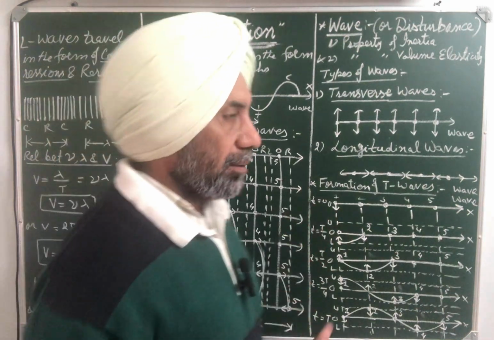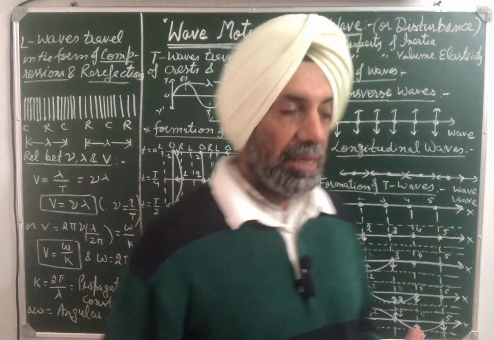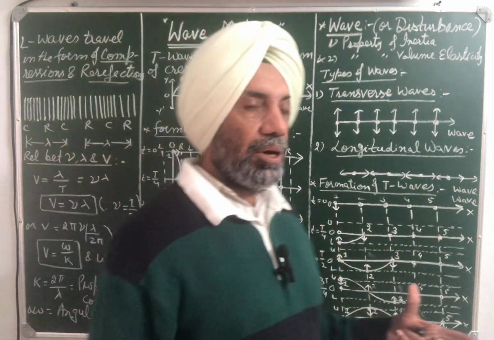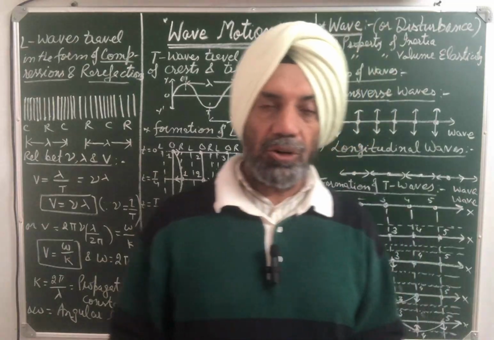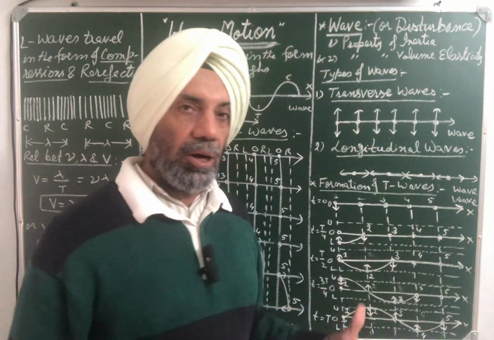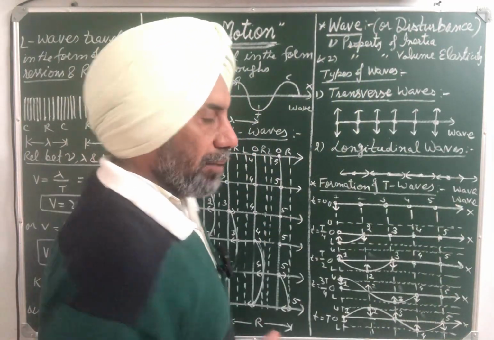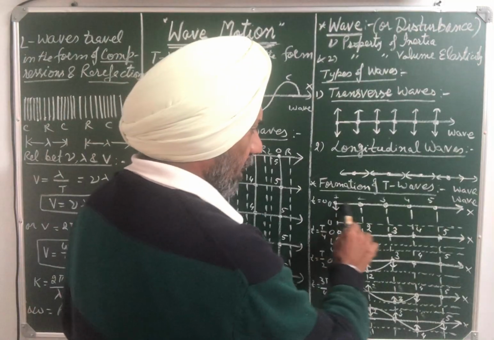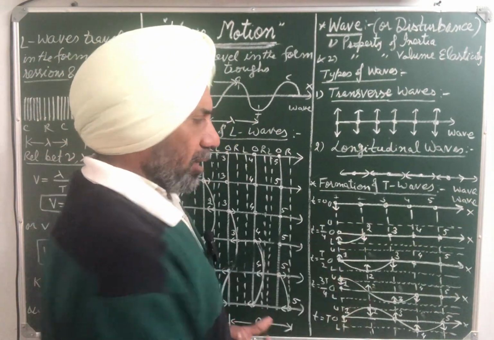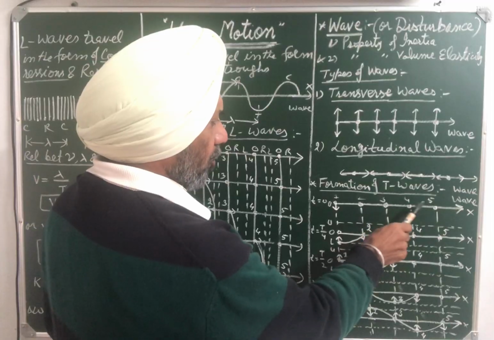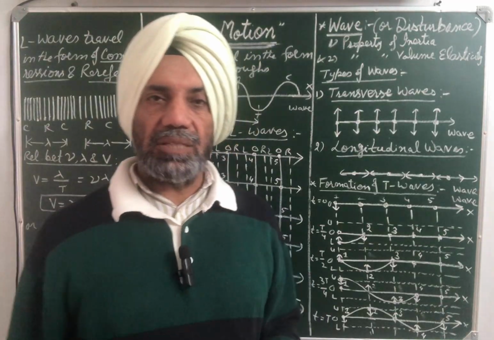Now, how can we represent transverse and longitudinal waves graphically? Transverse waves travel in the form of crests and troughs, and longitudinal waves travel in the form of compressions and rarefactions. To understand the formation of crests and troughs, we have to draw a graphical representation. Suppose the wave travels from left to right along the x-axis. Now we consider 5 particles only: particle 1, 2, 3, 4, 5, at equal distances from each other.